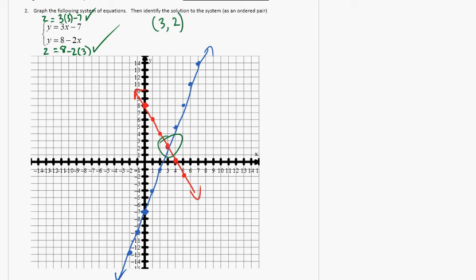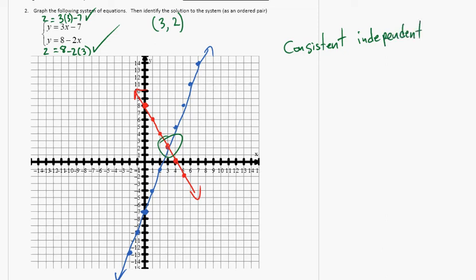And while we're at it, why don't we go ahead and classify this system? Now it does have a solution. It has one or more solutions, which means that the system is consistent. And since these two lines aren't the exact same thing, we also know that it is independent.